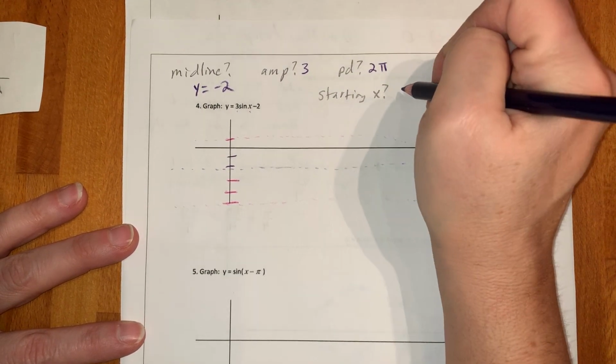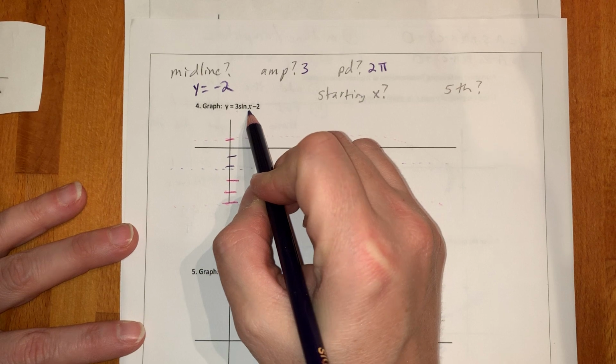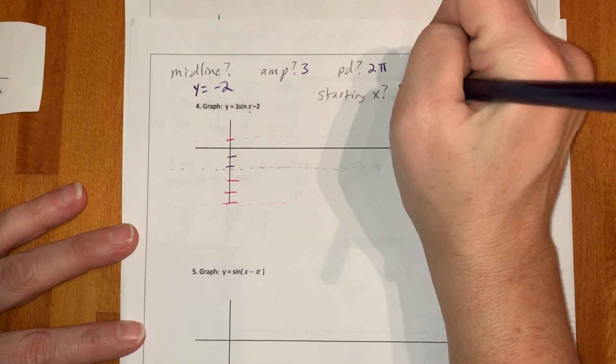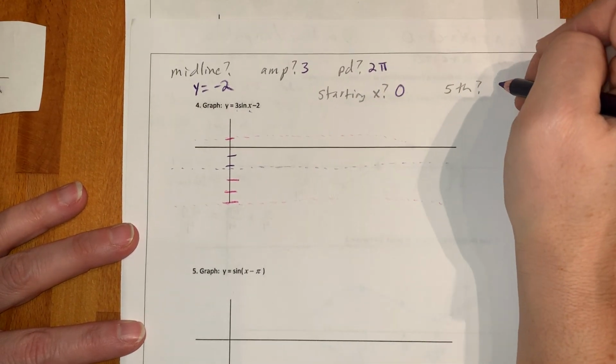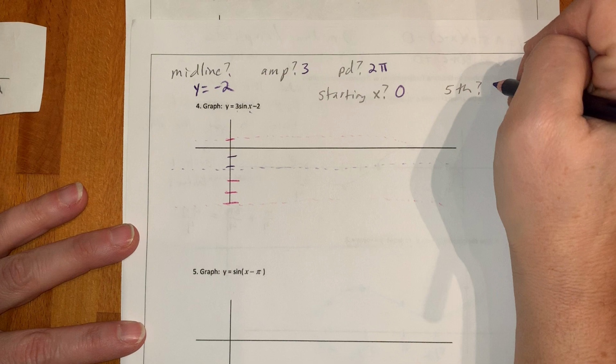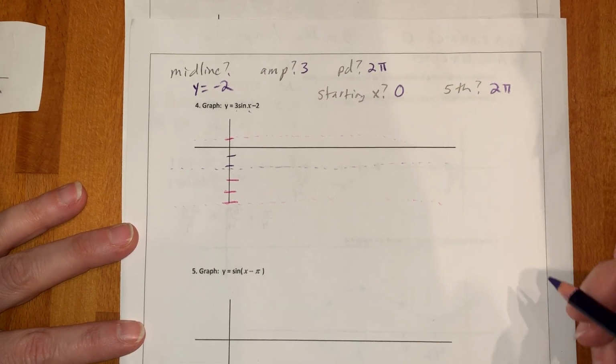That means my starting x value, because there's no horizontal translation, is going to be 0. My 5th point, 0 plus 2 pi, is going to be 2 pi.